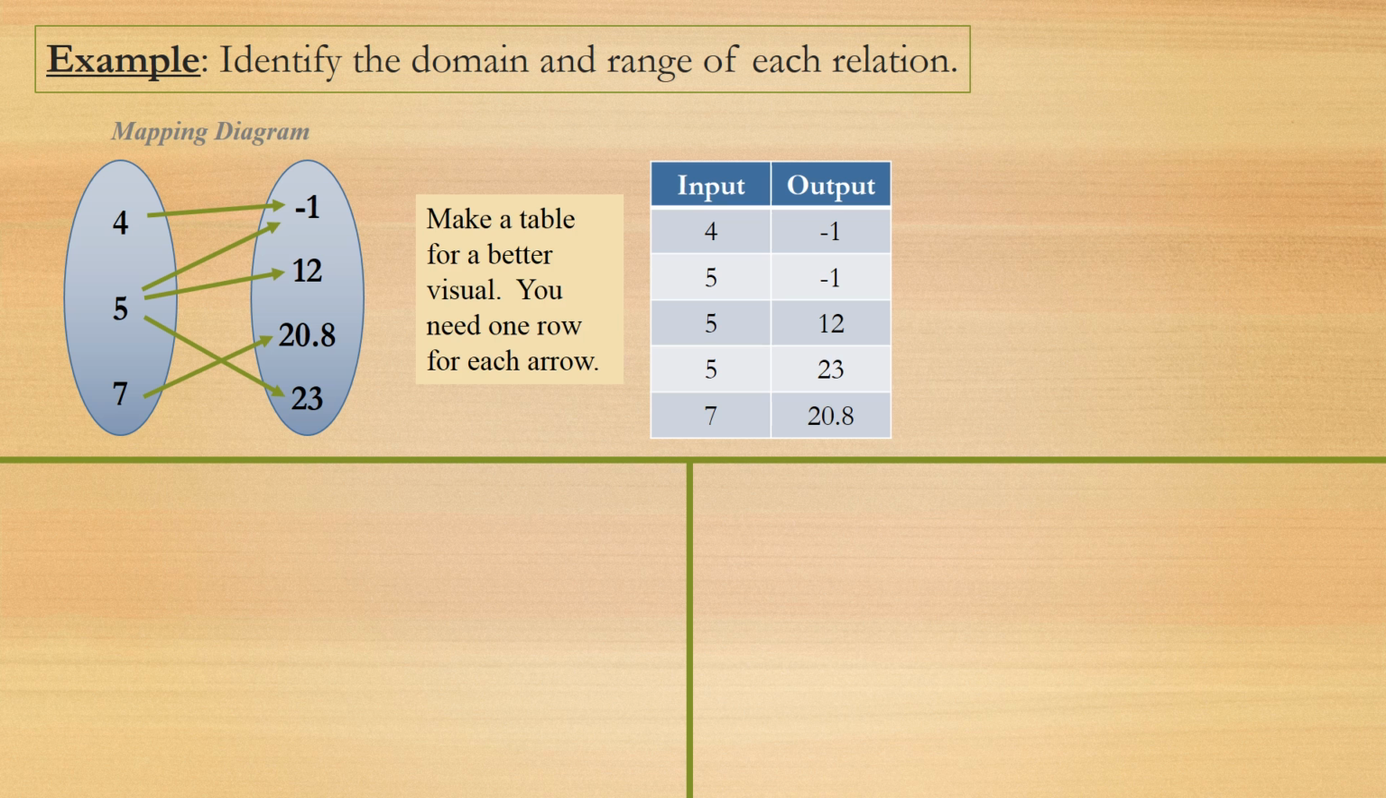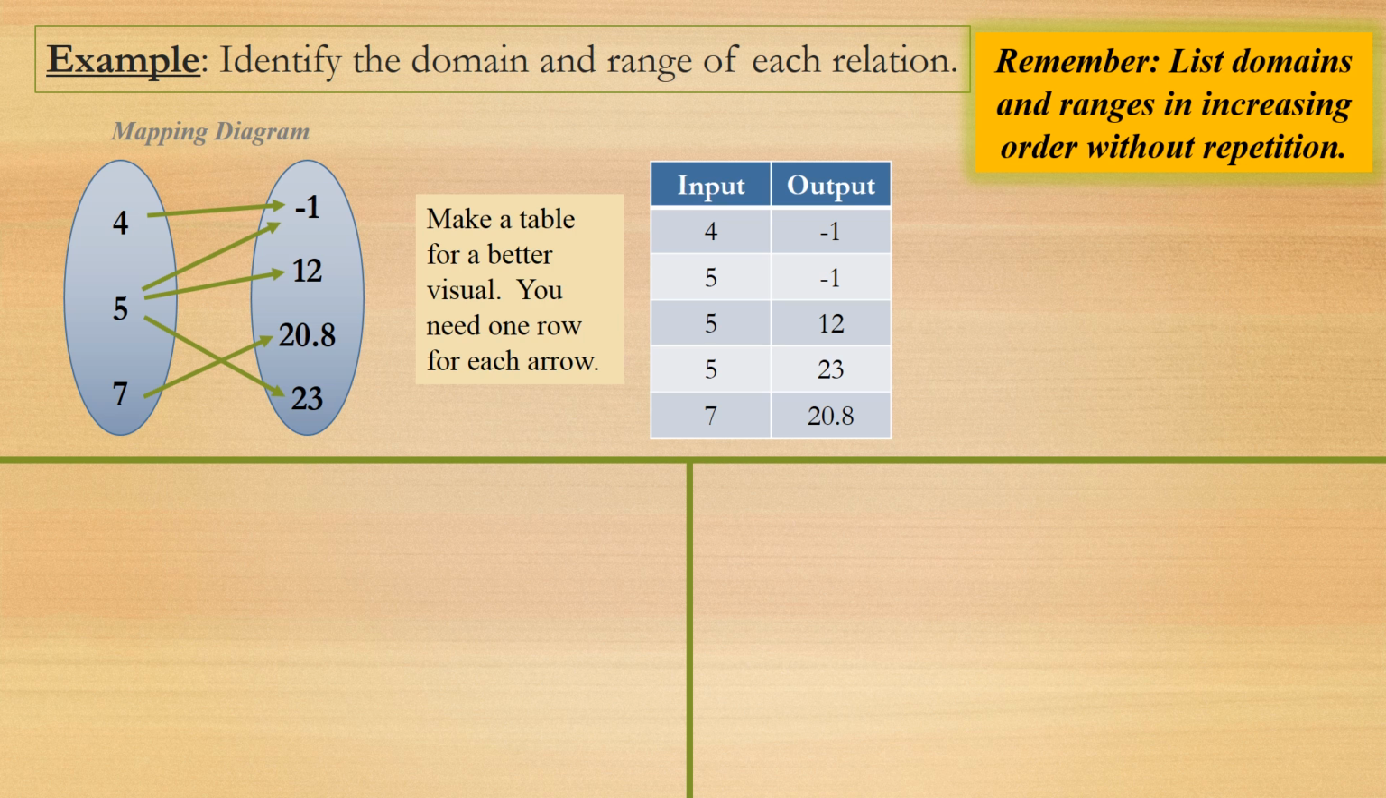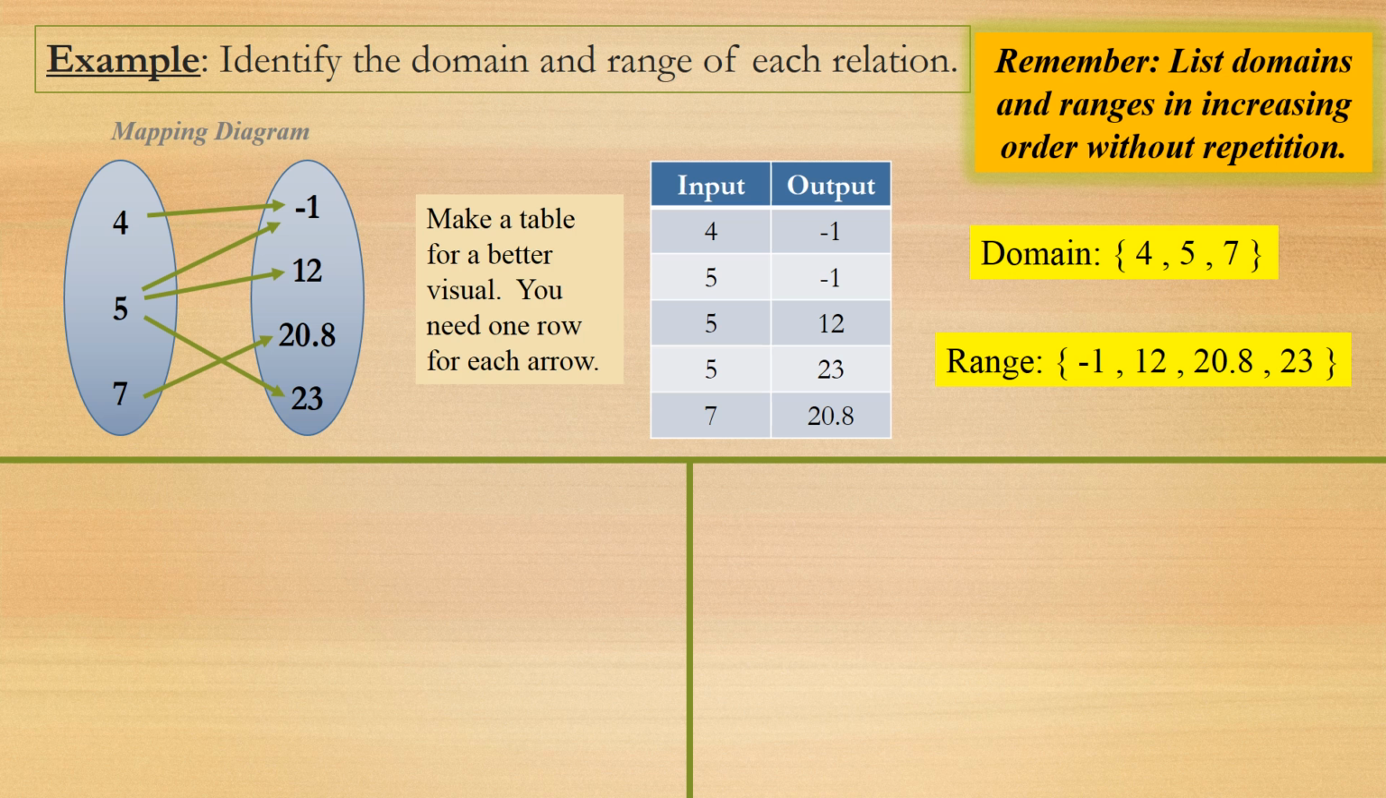Here is the table. As you notice, the input 4 and the output -1 would be represented by that arrow. If you count all the arrows, we have 1, 2, 3, 4, 5 arrows, and 1, 2, 3, 4, 5 rows. Remember, when you list a domain and range, you're going to go in increasing order without repetition. So the domain here is going to end up being 4, 5, 7. Our range is -1, 12, 20.8, and 23.